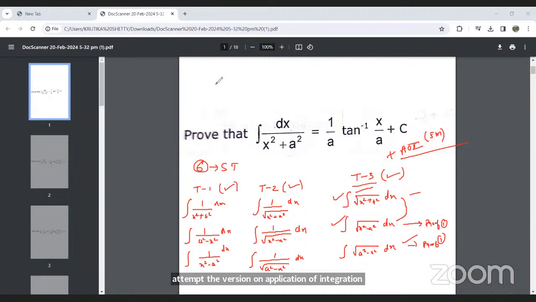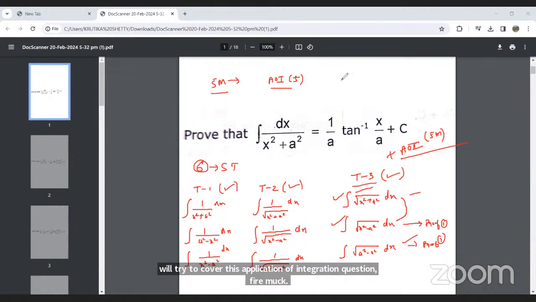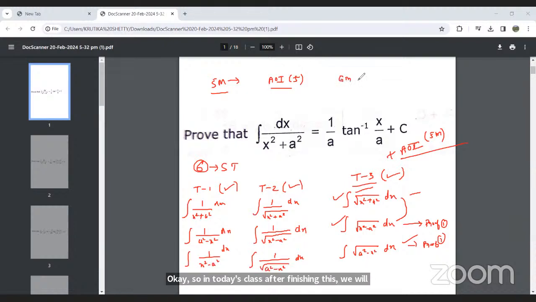In yesterday's class we covered the 5 mark question on integration, that is the special types. Today, if we cover another three properties, this first full 5 mark question will be covered. Next we will try to cover the application of integration question, 5 marks. After finishing this, we will go to the 6 mark question on integration, which is again based on properties.